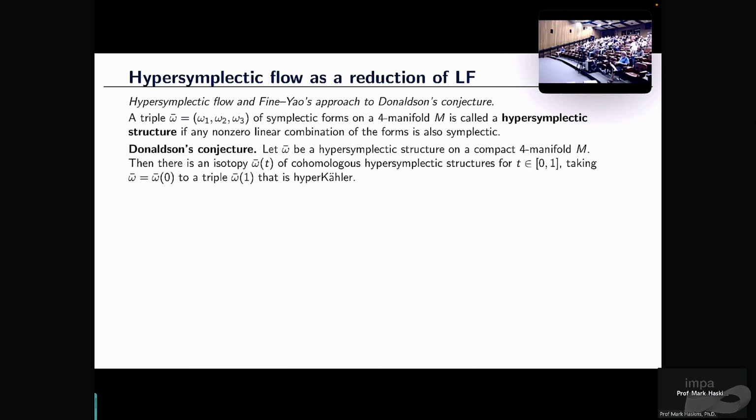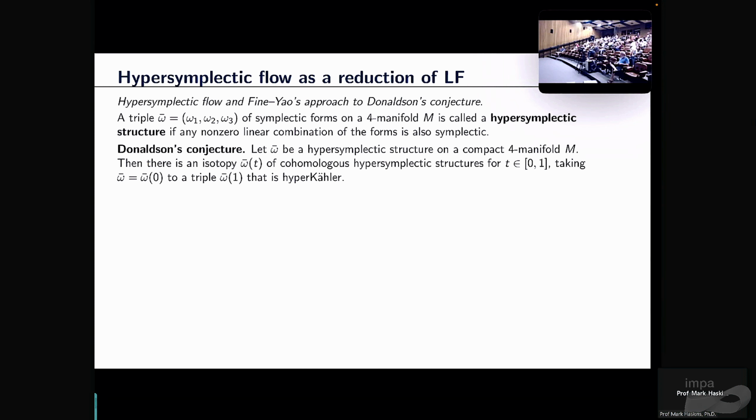So, of course, if that were true, then it would say that your original manifold was hyper-Kähler, and so that's obviously very restrictive for 4 dimensions. So most 4 manifolds would not admit a hypersymplectic structure. Okay, so why is there any sort of connection to Laplacian flow at all, or to G2 geometry at all?